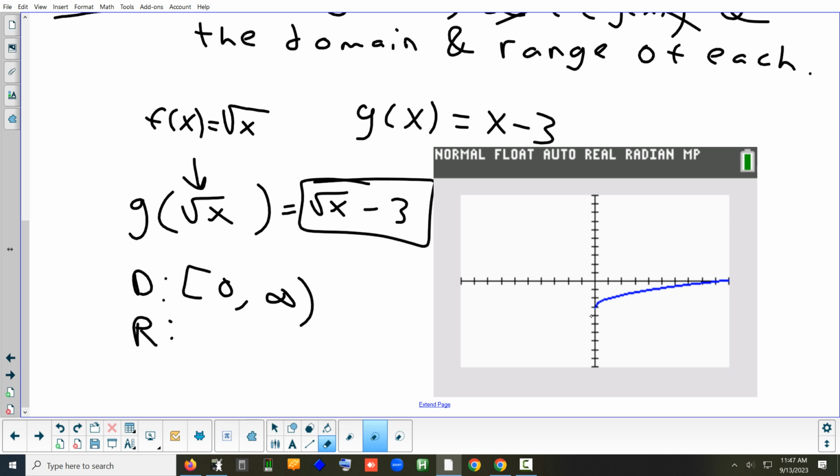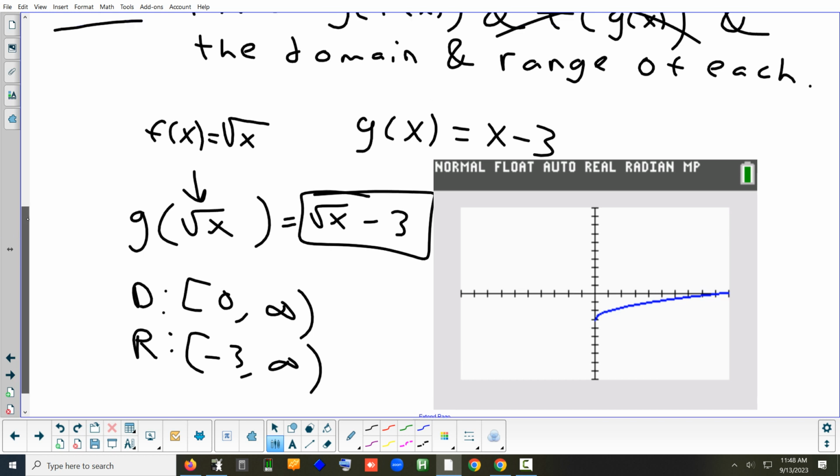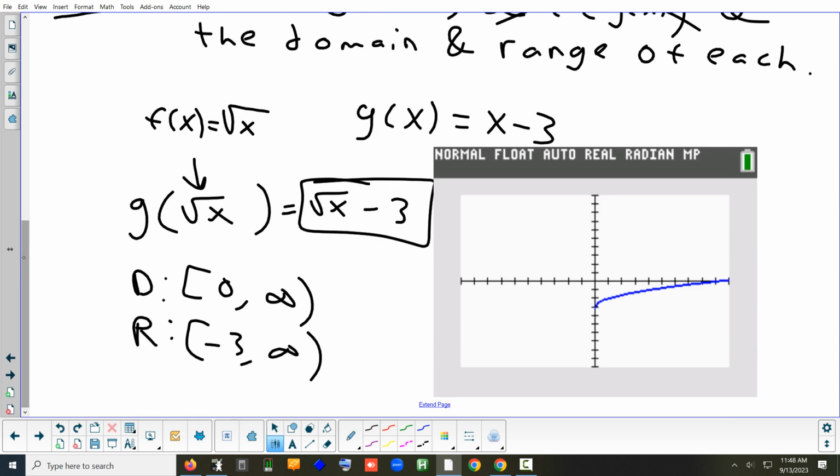Well, Anna, what do you think? The lowest is -3 and the highest is... Yep. And will you reach -3? Yeah, you sure will. If you plug in 0 for x, you get the square root of 0 minus 3, which is -3. Yep. So there's your domain and your range. So I think if you use the calculator, it's not that bad to find the range. Any question on that?